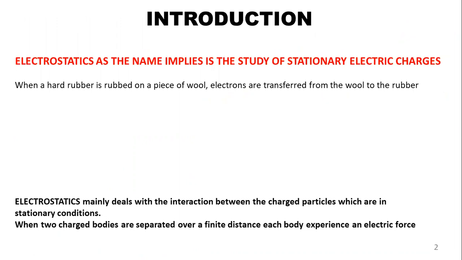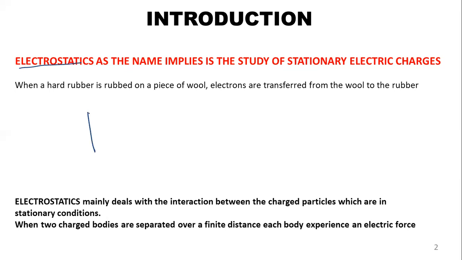So the electric charges which are at rest. If you are studying about that, that is what we call electrostatics. I will give you one example of an electrostatic experience which you have in your daily life. When a hard rubber is rubbed on a piece of wool, electrons are transferred from the wool to the rubber. Also, you take a scale and rub it on your hair, and you say there is some kind of charge developing. All these are examples of static electric charges, that is electrostatic charges.